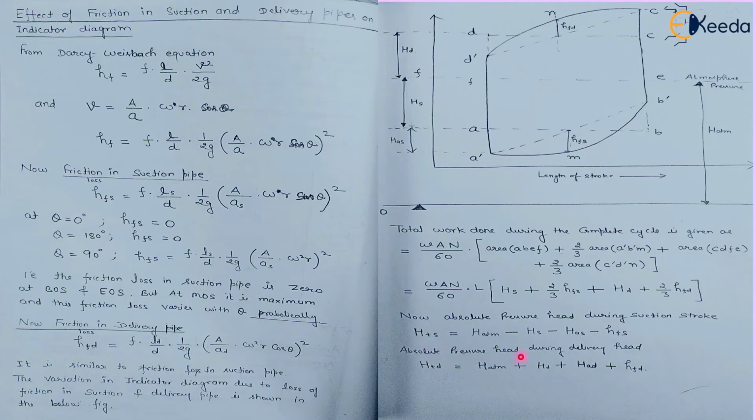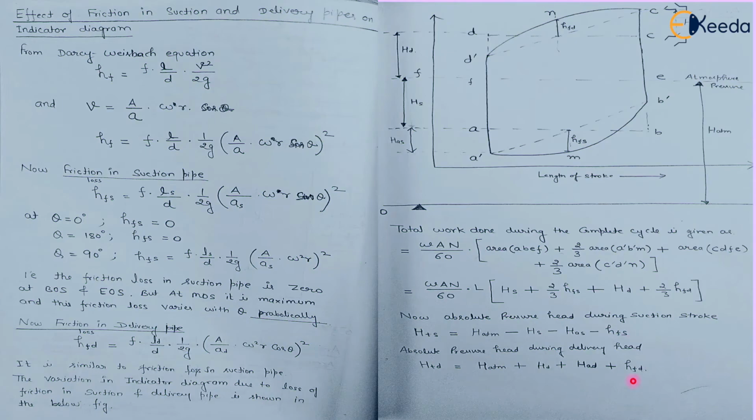And for the absolute pressure head during the delivery stroke, it will be like this: H_atm plus H_d plus h_ad plus h_fd. This is the head due to the acceleration. Both these are head due to the acceleration, and this one is the head or loss due to the friction.